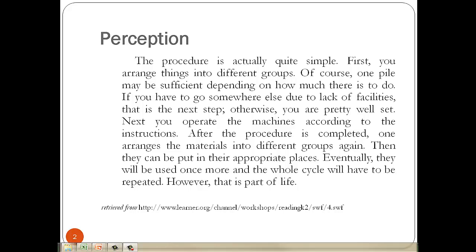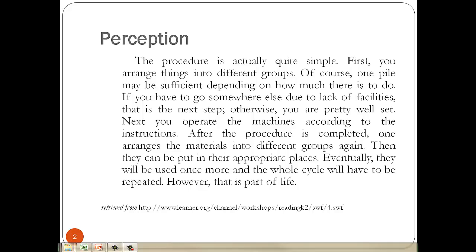So the first thing I'm going to do is read a short paragraph to you, and as I'm reading I want you to think about what the main idea of this paragraph is. The procedure is actually quite simple. First you arrange things into different groups. Of course, one pile may be sufficient depending on how much there is to do. If you have to go somewhere else due to lack of facilities, that is the next step. Otherwise, you're pretty well set.